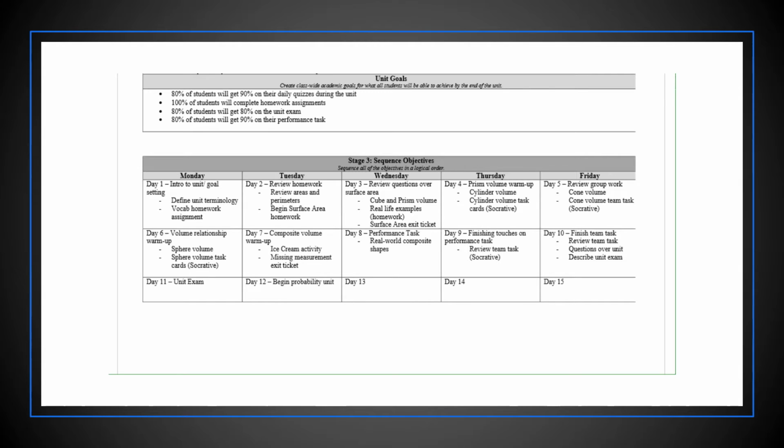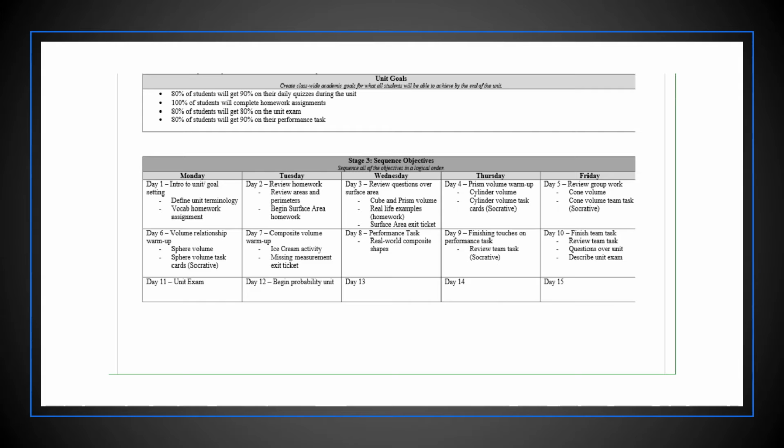Day 2, we're going to review our vocabulary homework. Just a quick review of it. If anybody had any questions, if they didn't understand something, we'll get into that. And then we are going to review areas and perimeters. At this stage, students should have a decent understanding of areas and perimeters. A gentle reminder is really all I'm going for in that review. And then we will begin our surface area homework.